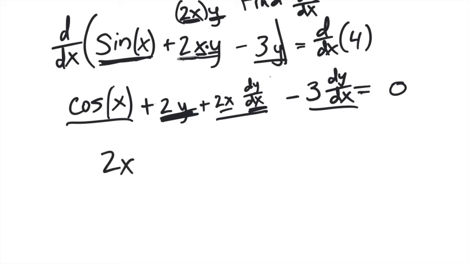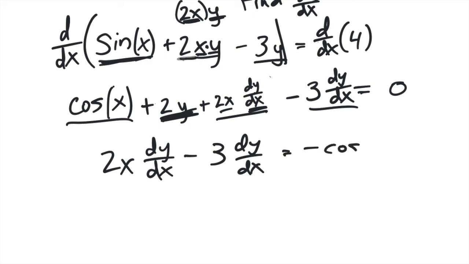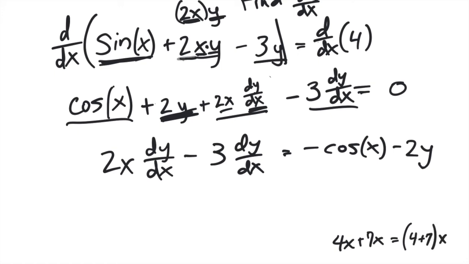Okay, so it's going to look like this: 2x times dy/dx minus 3 times dy/dx equals negative cosine of x minus 2y. And anytime we have a problem where something shows up in two different places and we want to solve for it and get it in one place, it's kind of like if we had something like 4x plus 7x, how do we get just x by itself? You'd combine those and say that's 11x. What you're really doing there, though, is factoring out an x, and then adding 4 plus 7 together.